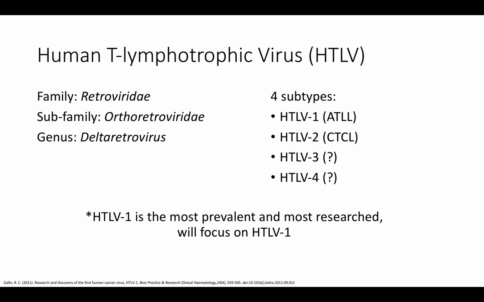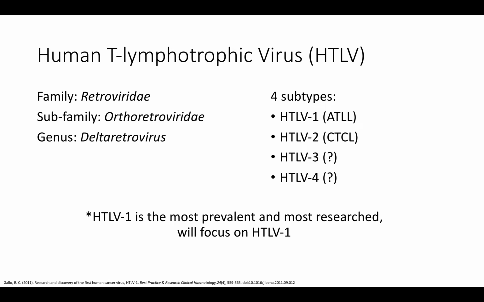And so to talk about our virus, the human T lymphotrophic virus, HTLV1, there's 4 subtypes. There is type 1, which is characterized by the disease, acute T-cell leukemia lymphoma. So this is the main disease that we see with people that are infected by HTLV1. Type 2 is a different leukemia, which is very rare. It's called CTCL.